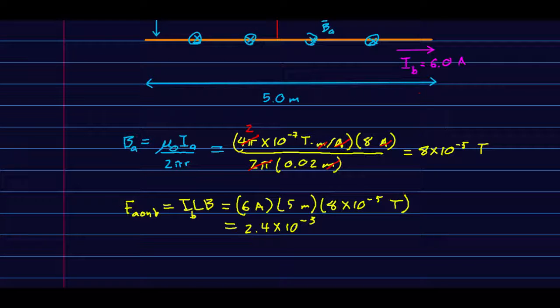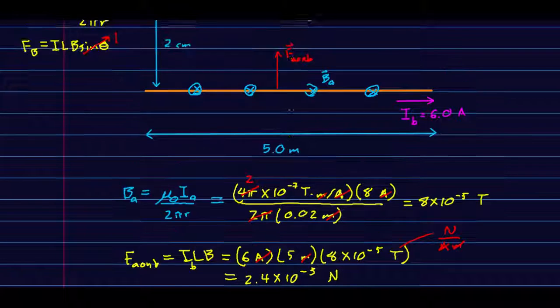And check the units. A Tesla is a Newton per amp meter, and we have amps and meters over here, and so we do indeed get newtons as we better. I just want to point one more thing out about this.